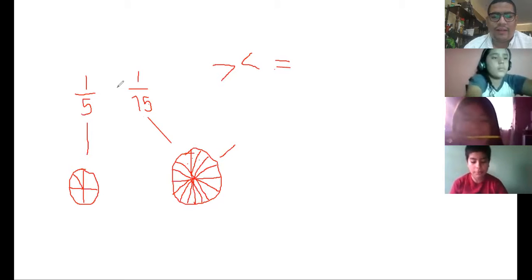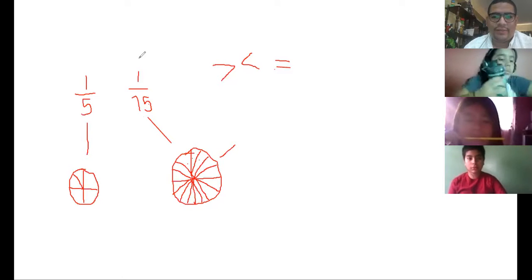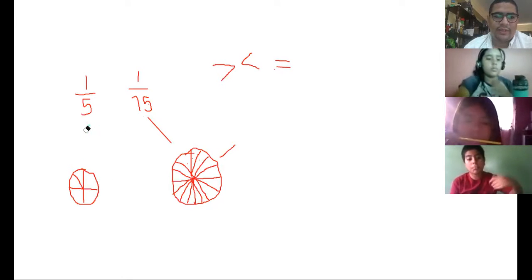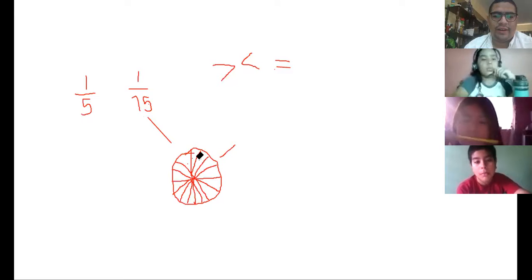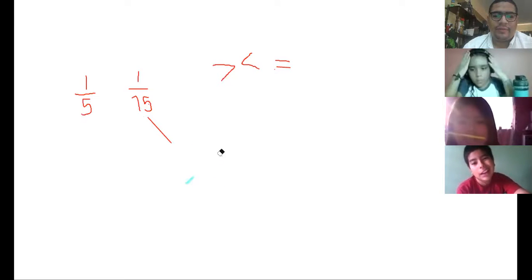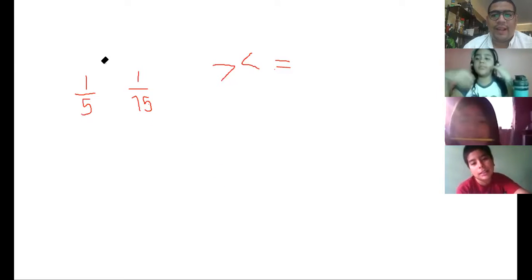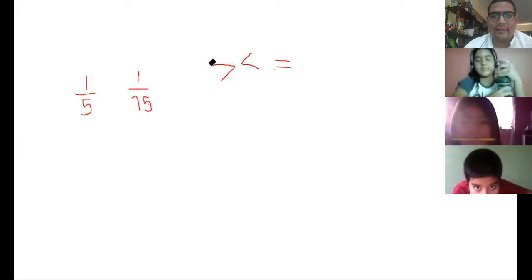Now, which number is greater and which number is less? Or which is the symbol that we have to use here? I think greater than. Greater than, right?